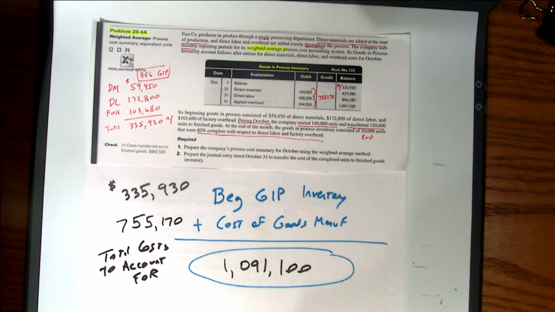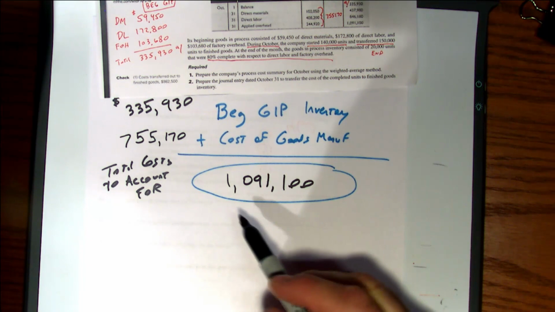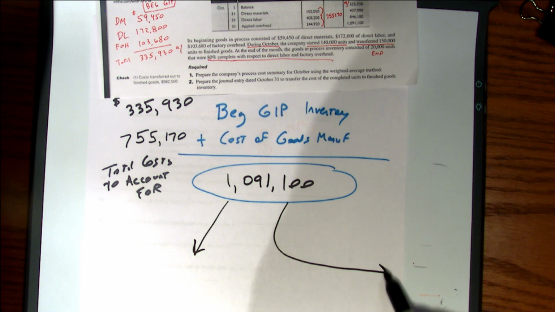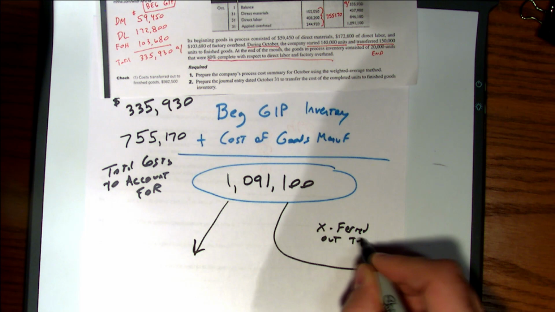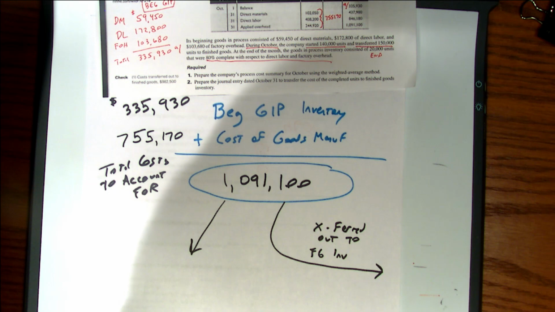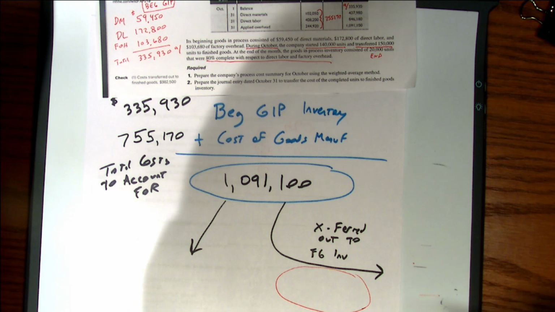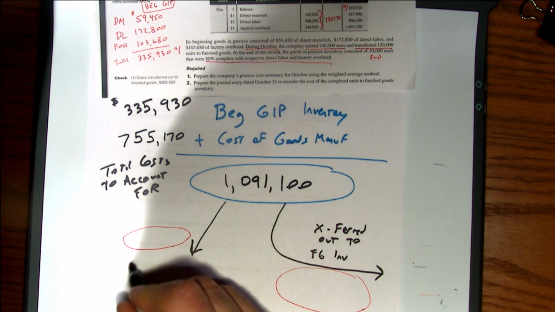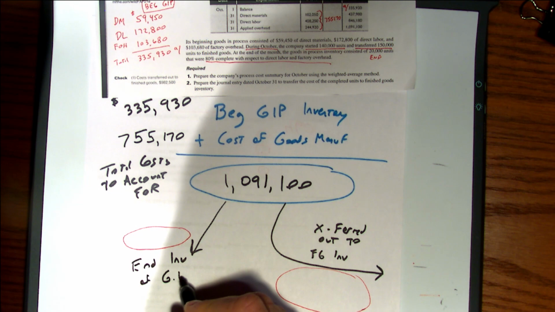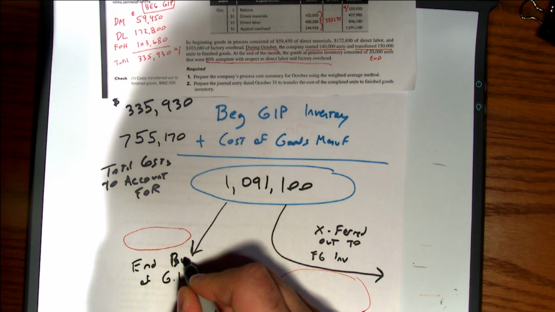Now understand that some of this is going to get transferred out to finished goods inventory, right? Some amount is going to get transferred out to finished goods inventory. But there's also going to be some amount that doesn't, and thus it will be the ending inventory of goods in process, or the ending balance, I should say, the ending balance of goods in process inventory.